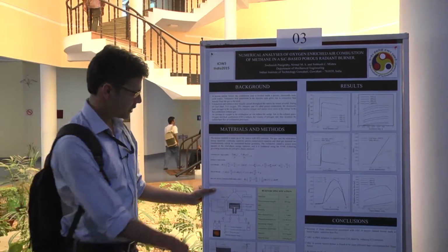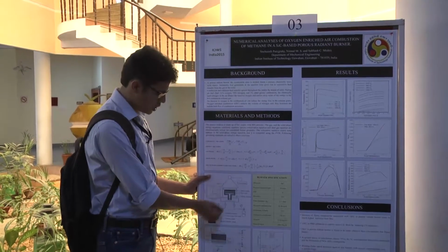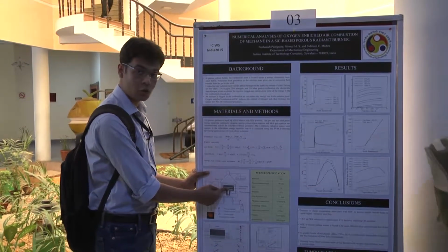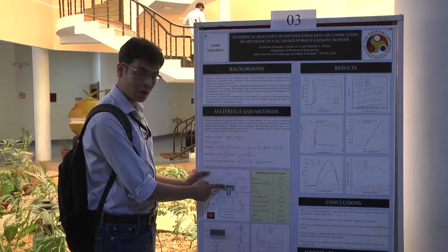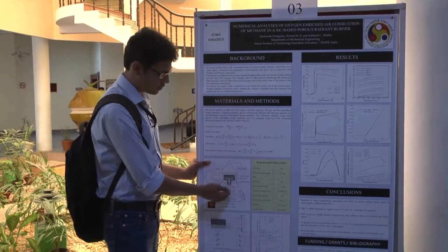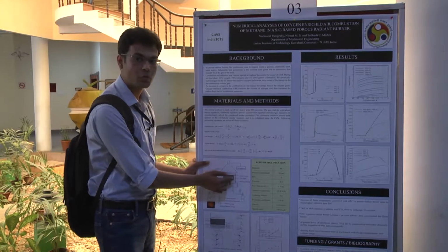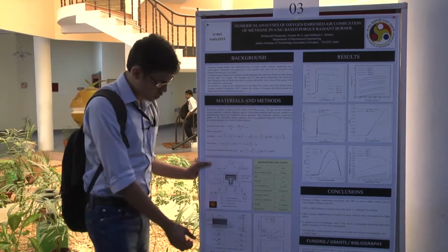So this is basically the radiant burner, which consists of one preheating zone and combustion zone. The preheating zone consists of alumina balls, and the combustion zone consists of a silicon carbide matrix. The pre-mixed air-fuel mixture will come through this bottom surface, and the combustion will take place at the intersection of both zones.